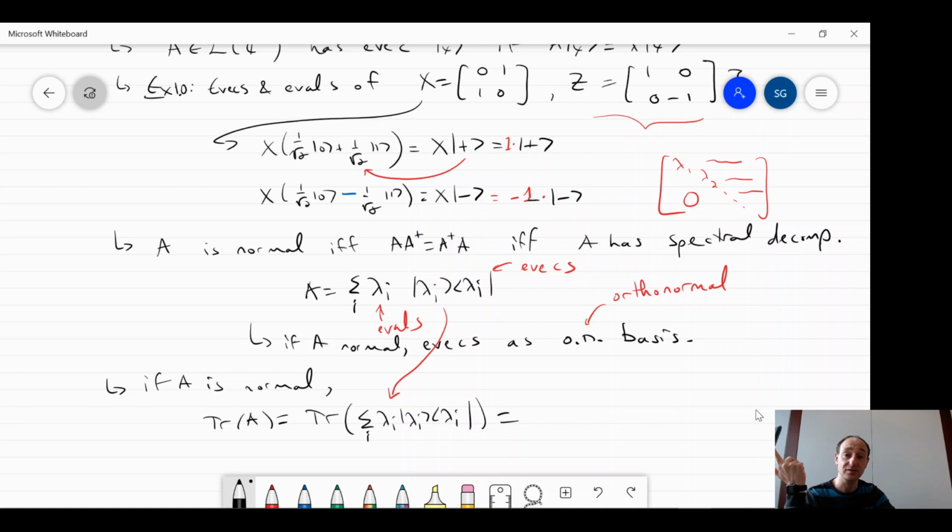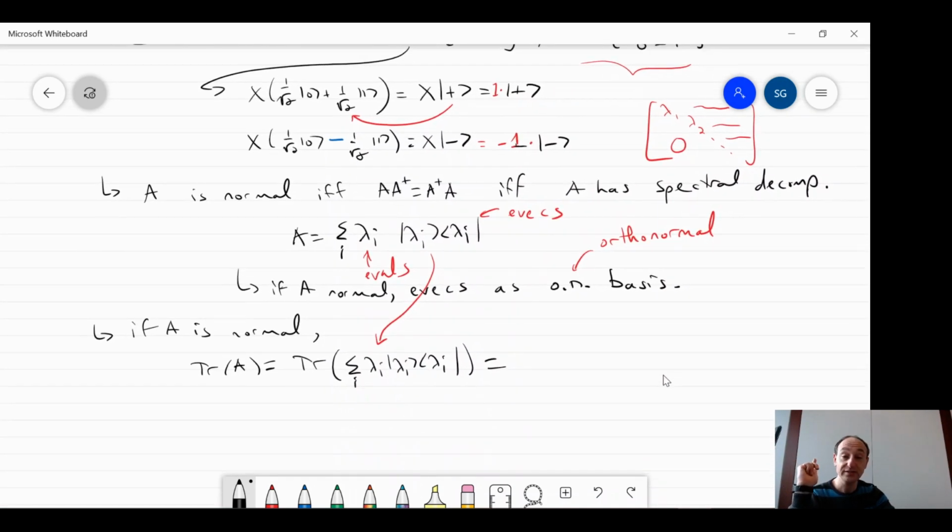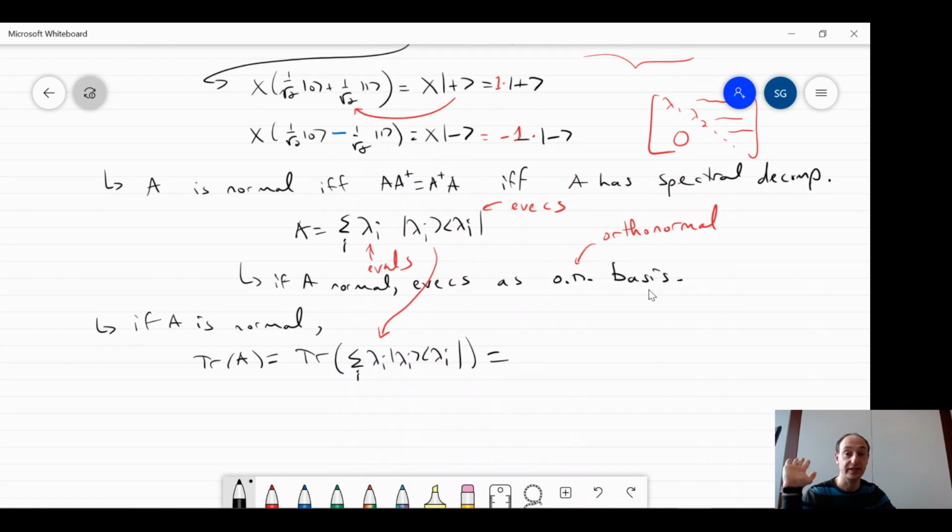So you might wonder if this is coincidence, or does this hold more generally? And the answer is that it actually always holds, whether or not your matrix is diagonal. So even if your diagonal entries are not the eigenvalues, you will always have that the trace is equal to the sum of the eigenvalues. Okay, so let's see that. Here I could write this. So why is this true? Take a moment to think about it.